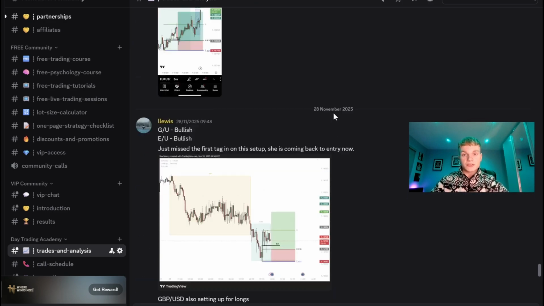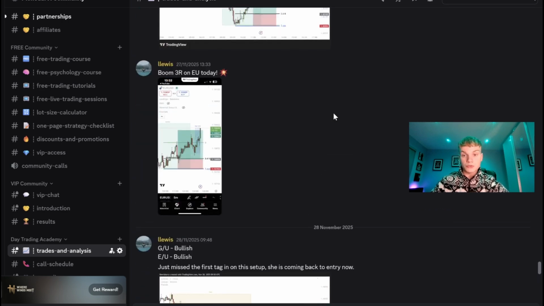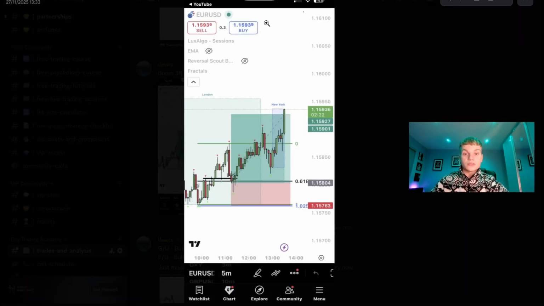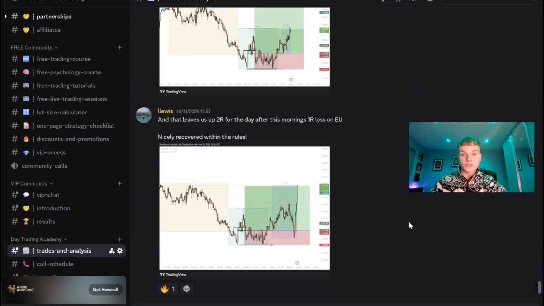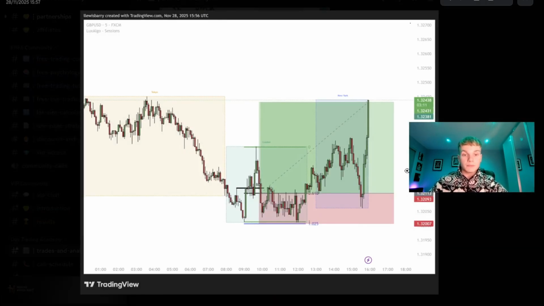This was taken in the Discord. All the analysis was shown as per usual. Obviously, the last trade I broke down was this EU 3R. I showed that in the last video, so if you didn't see that one, make sure you go check that one out. But yeah, we did get a lovely trade come here.